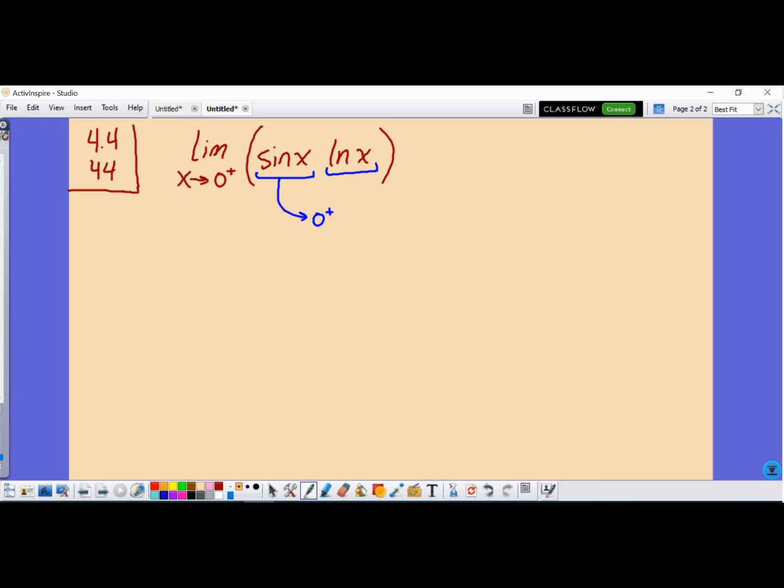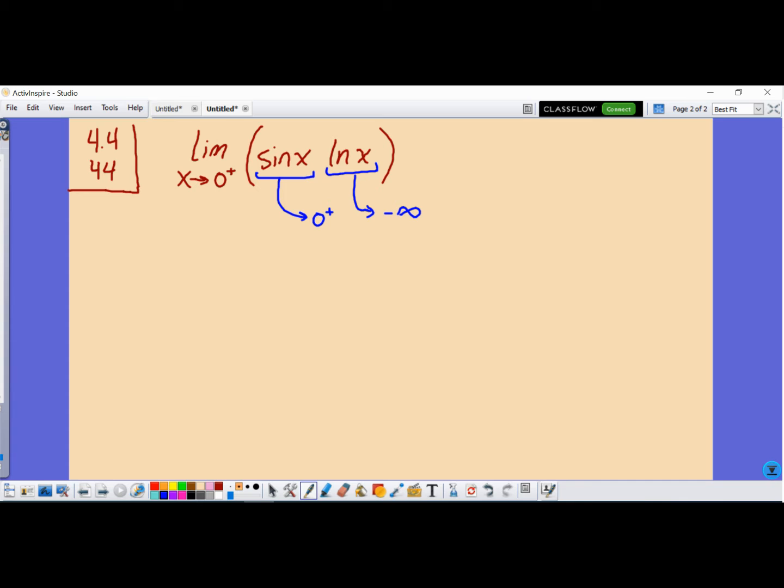And then natural log of x as x approaches 0 from the right. If you picture the natural log of x parent function graph, it's going to approach negative infinity, right? We're on this part of the graph right here going down toward negative infinity. And so this is negative infinity. And that's not how L'Hopital's rule is set up. It's not for the 0 times infinity indeterminate form.